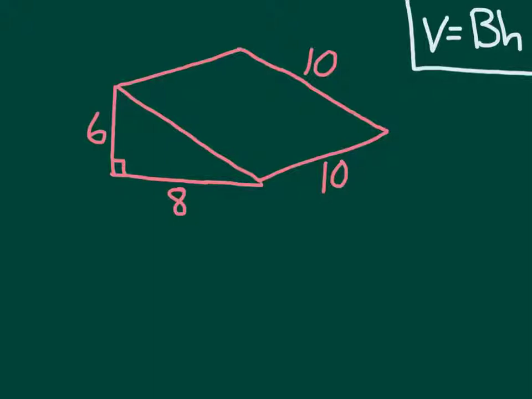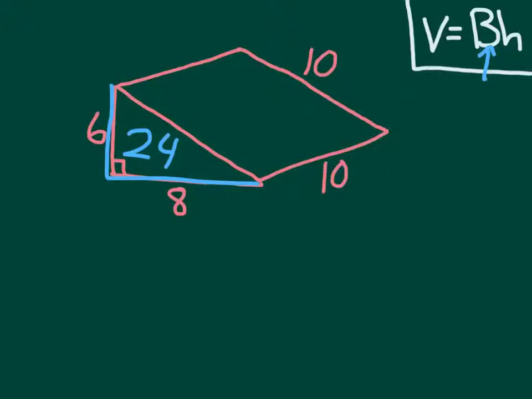Volume is found for any prism by finding the area of the base and taking it times the height. And that's why up here I have that B as a capital B, because it stands for area of the base. So that triangle, the formula for area of a triangle is base times height divided by 2. So I use my right angle as my base and my height. 8 times 6 is 48, and then I divide it by 2. The area of that is 24 units squared.